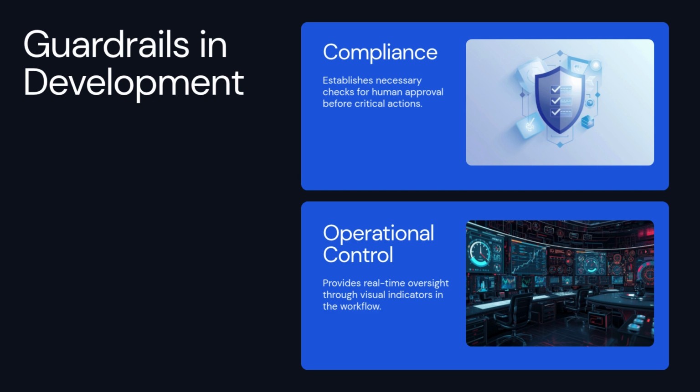It gives you real operational control. You can point to the graph and show auditors, look, the process halts here for review. You can inspect the state, maybe correct the planned database query if needed, and then explicitly resume. That level of built-in accountability is huge for serious production systems.